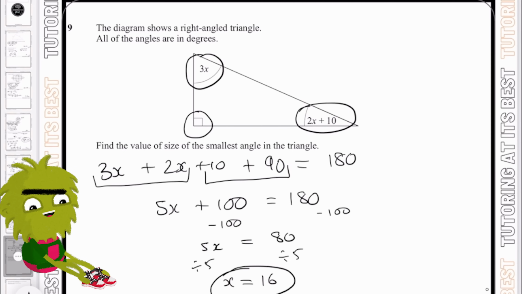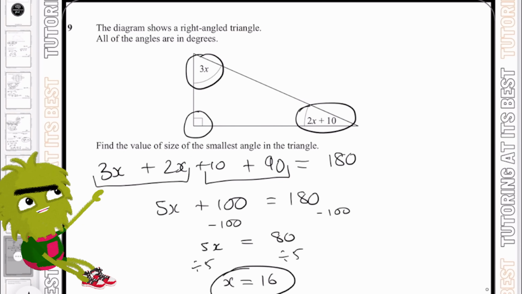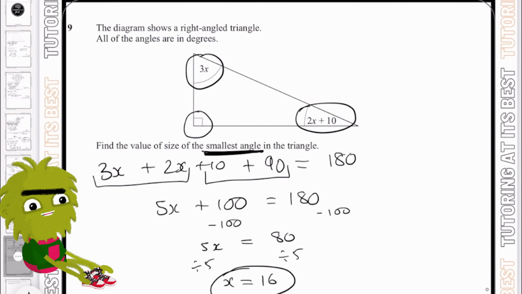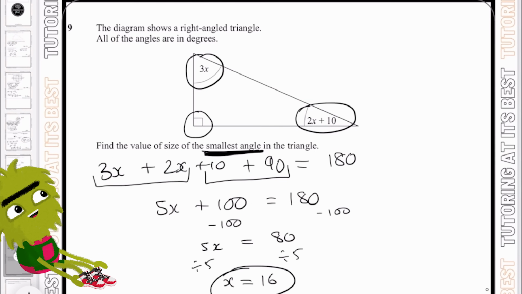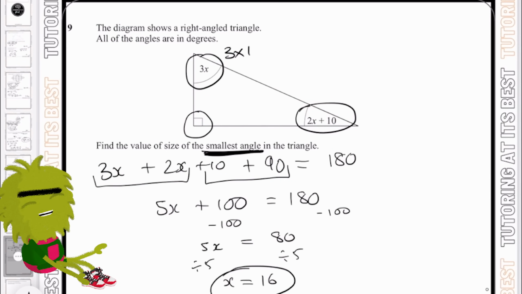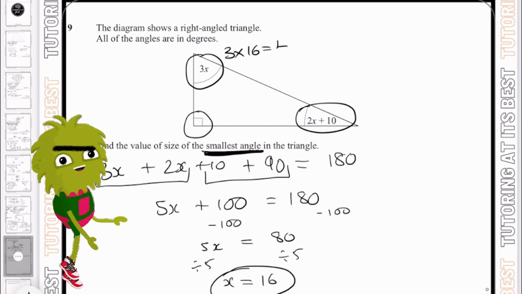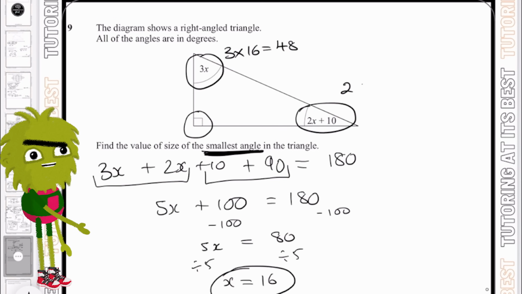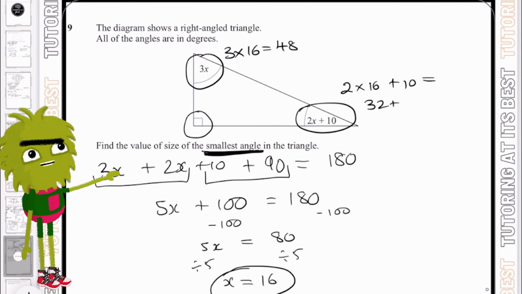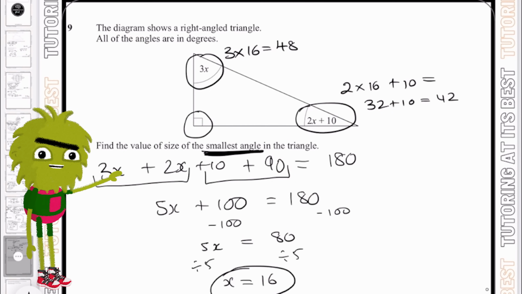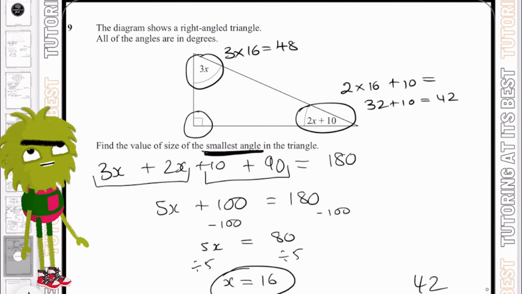So now we know the value of x. We need to work out the value of the smallest angle. So by doing so, let's multiply out each number with the variable x. So we now have 3 times 16, which again gives us 48. And we'll have 2 times 16 plus 10. So we know that is 32 plus 10, which is 42. So our smallest angle is 42 degrees, which is this one right here.